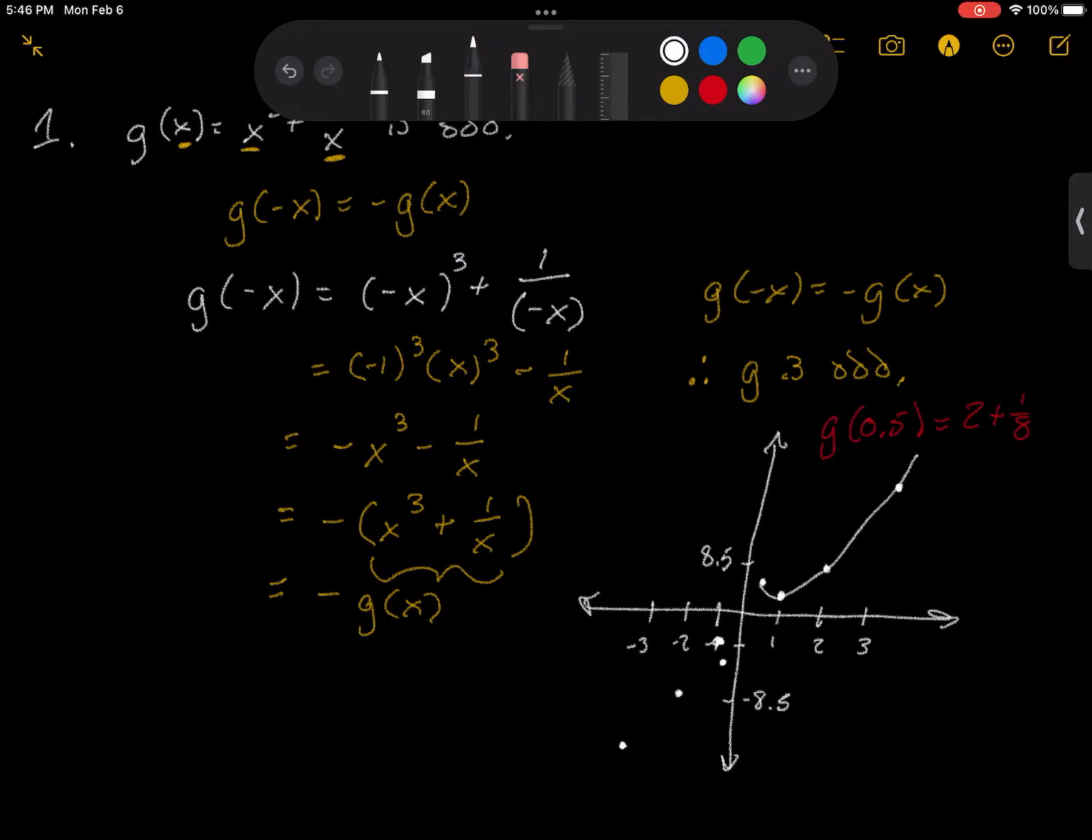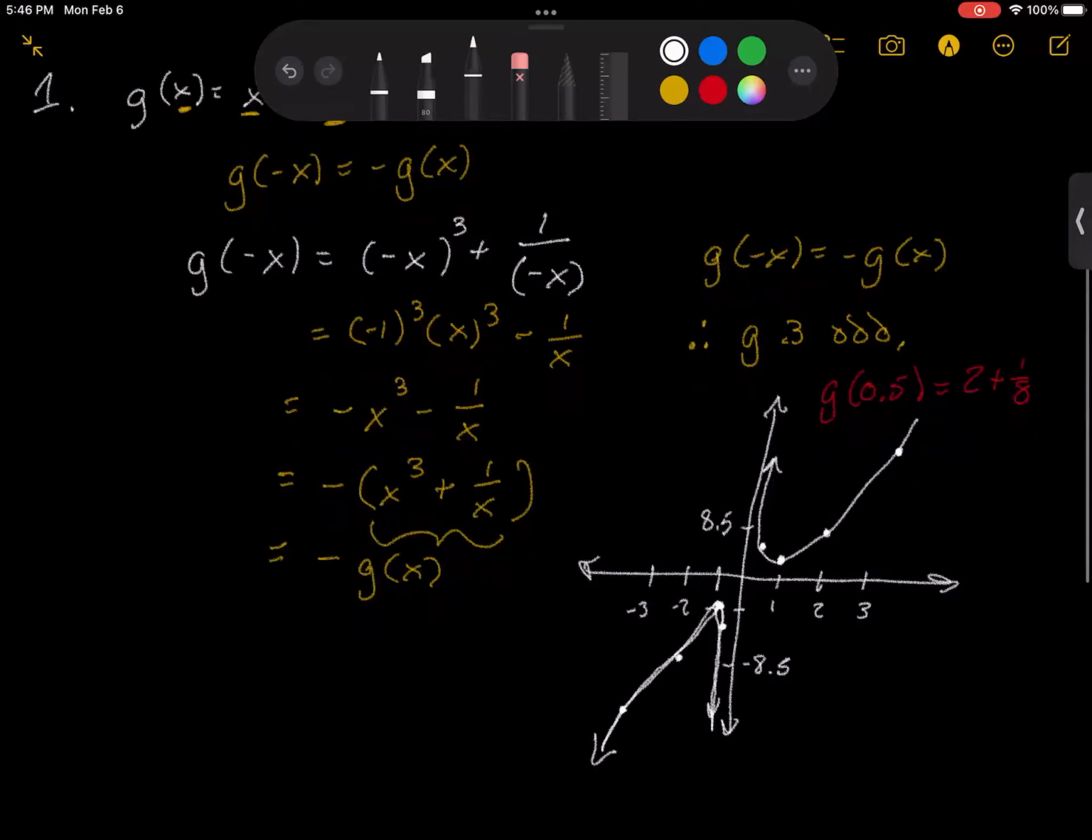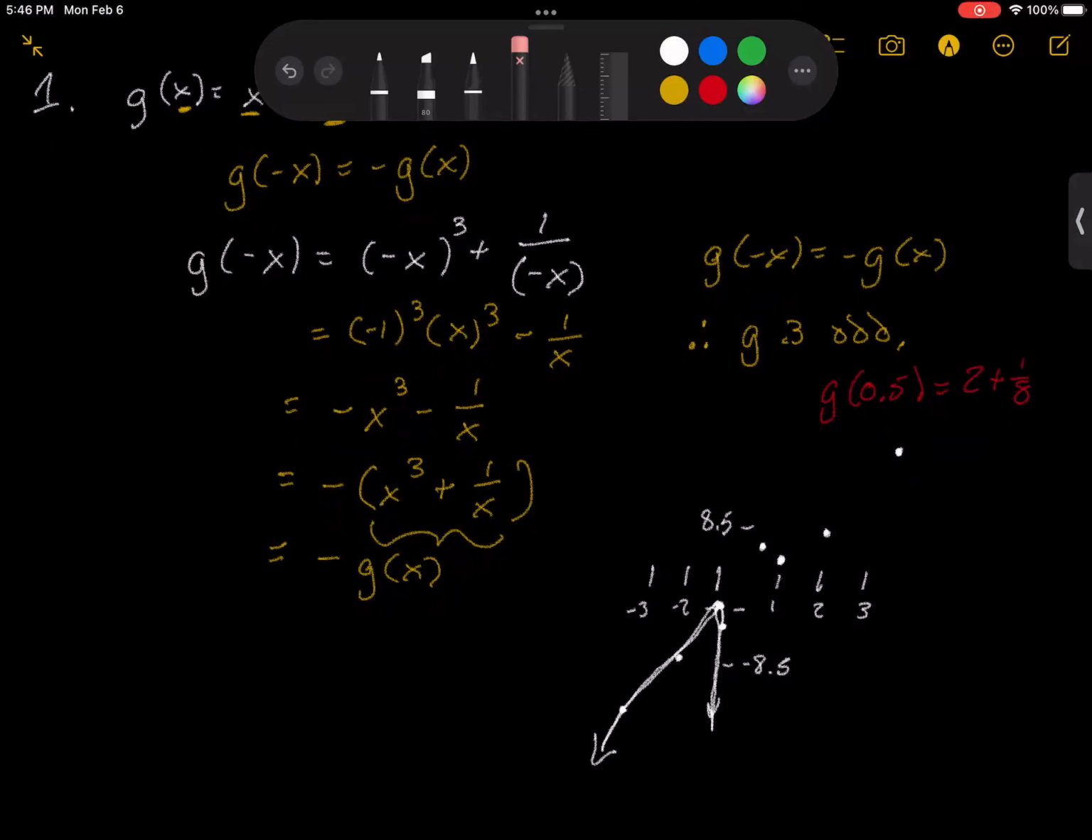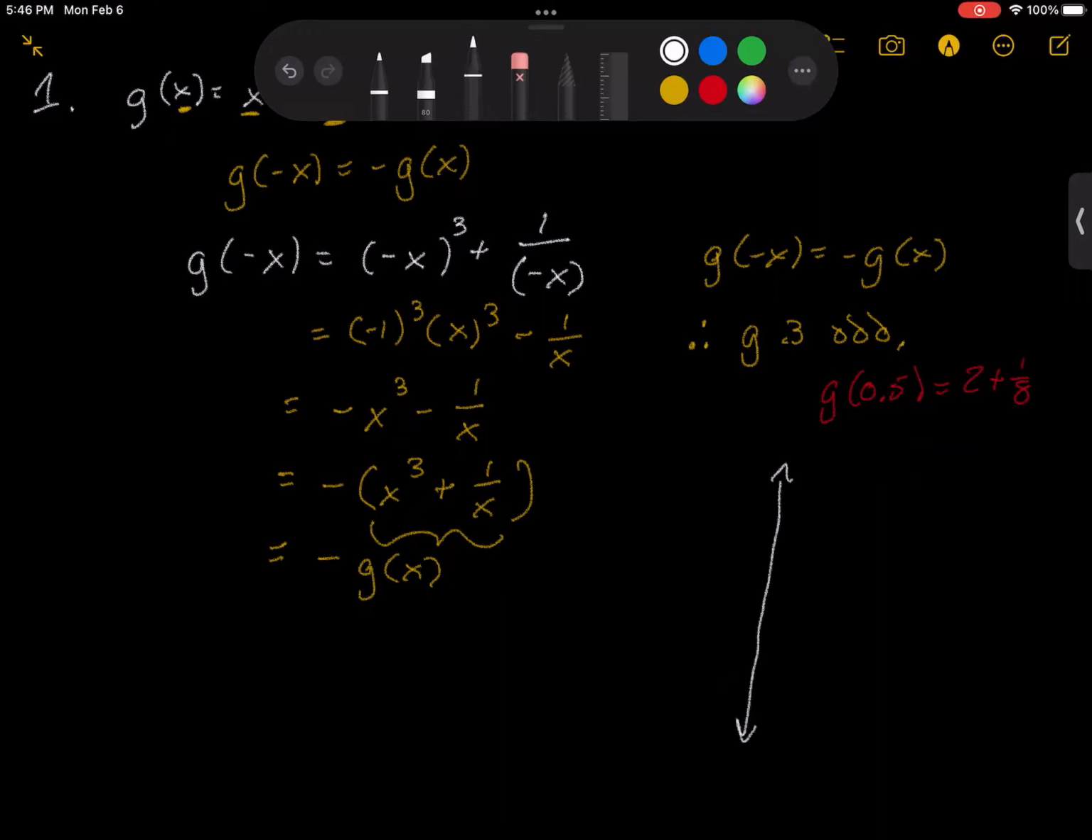So the shape that we're going to get is something like this. Right, but notice that is an odd function. In fact, if I can clear this up, and if we don't care about scaling our x-axis and our y-axis correctly, and we just want a general idea of what the shape of the graph is going to look like, it's going to look something like this.